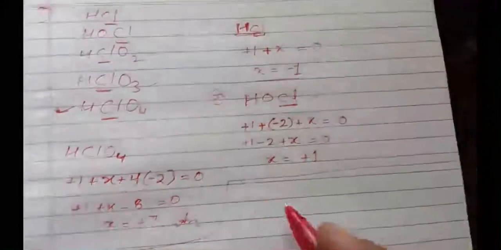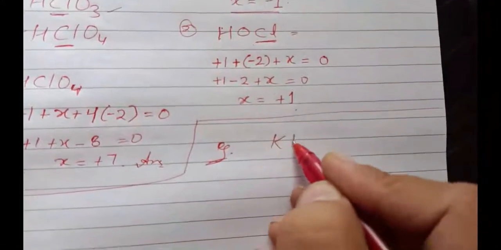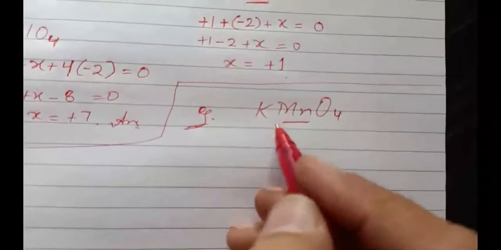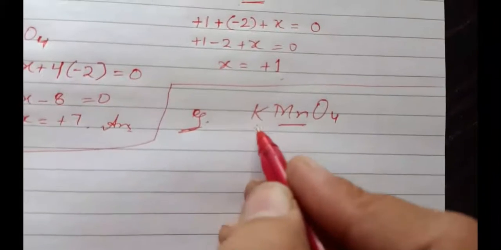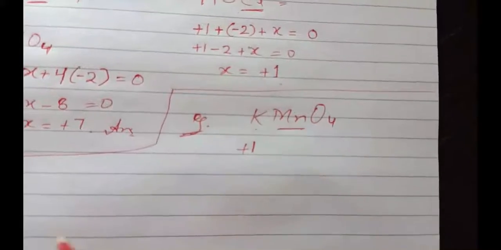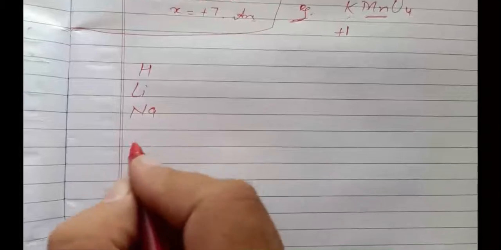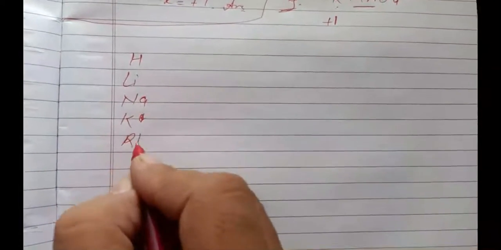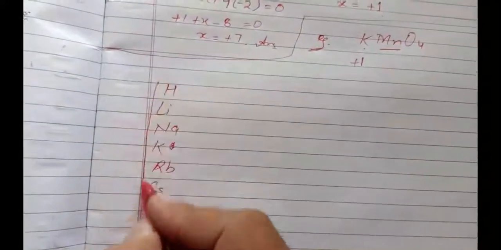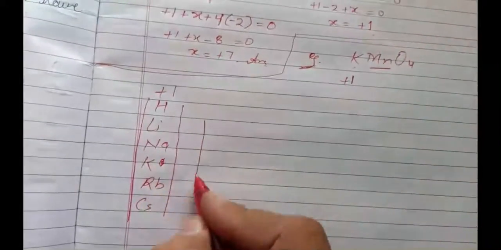I take another example. If I ask you to find the oxidation number of manganese, how can we calculate? We already know the oxidation number of potassium. It is mentioned in the rule, it is always +1. I write again for hydrogen, lithium, sodium, potassium, rubidium, cesium. The oxidation number of all these elements is always +1. Okay, what about the others?